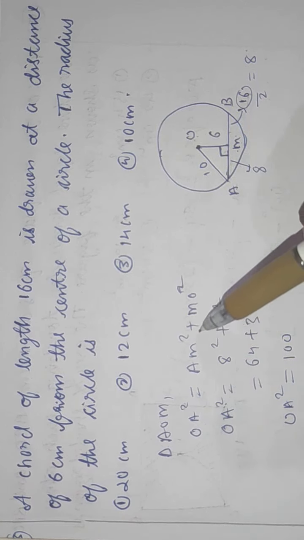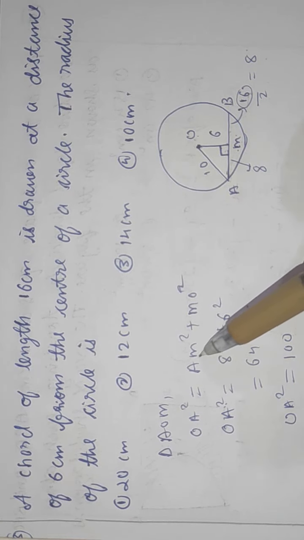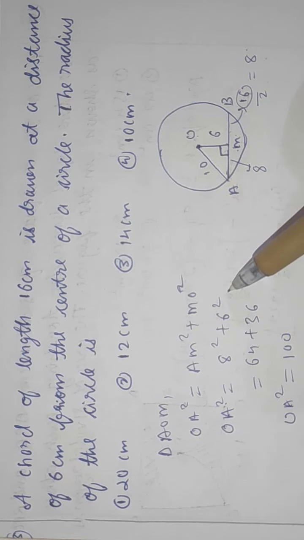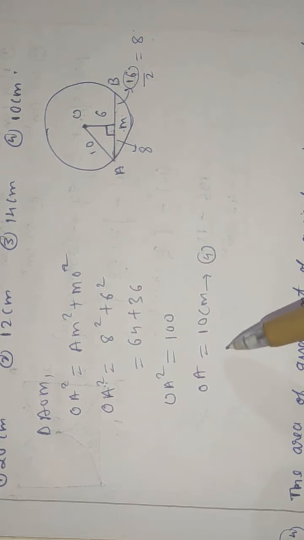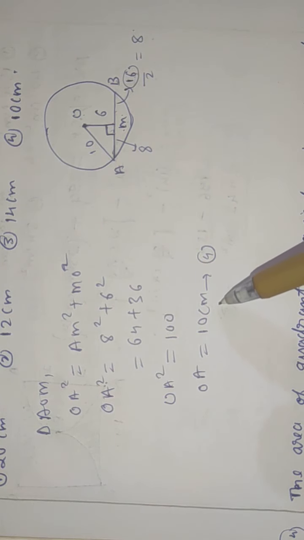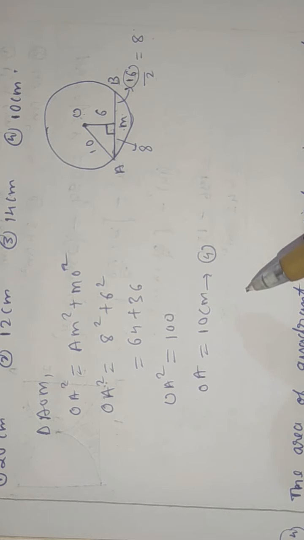So OA squared will be equal to AM squared plus MO squared. AM squared is 8 squared and MO is 6. On simplifying we get 100, and the square root of 100 is equal to 10 centimeter. So OA is equal to 10 centimeter.